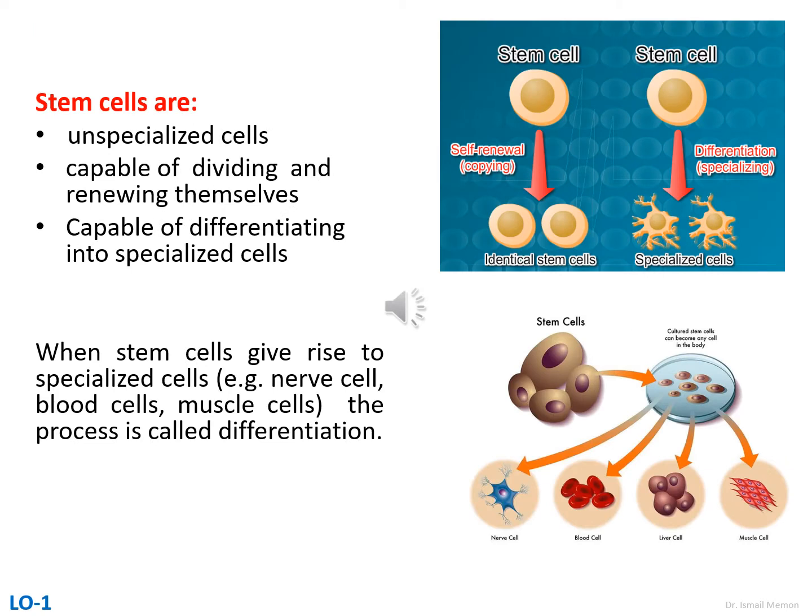What are stem cells? These are unspecialized cells capable of dividing and renewing themselves and capable of differentiating into specialized cells. So when the stem cell gives rise to specialized cells, for example, the nerve cells, the blood cells, and the muscle cells, the process is called differentiation.